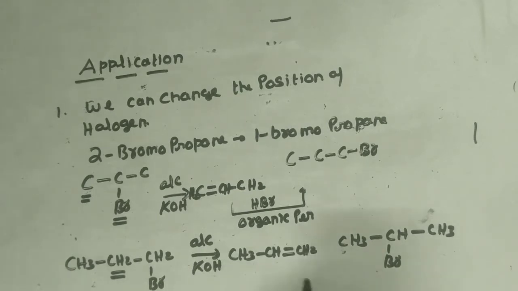Now since you want to put Br on the second position, you go for the Markovnikov rule. Use only HBr. Don't use organic peroxide. As a result, Br is going to attach at the second position and you will get the formation of 2-bromopropane. So this is the first application of the dehydrohalogenation reaction. We can change the position of the halogen.